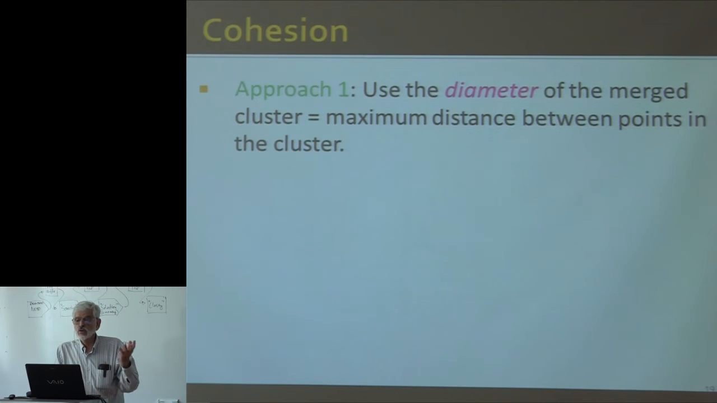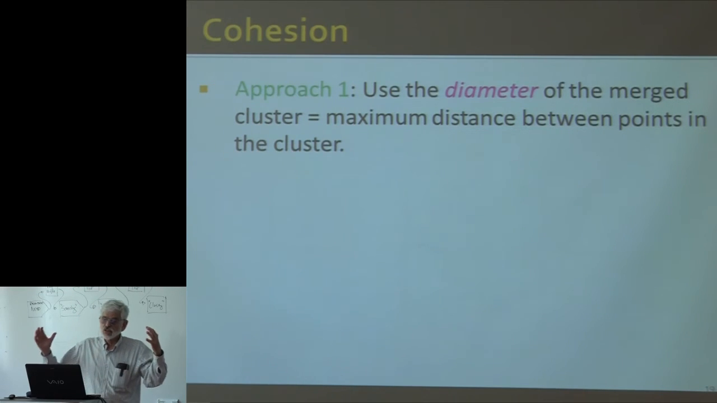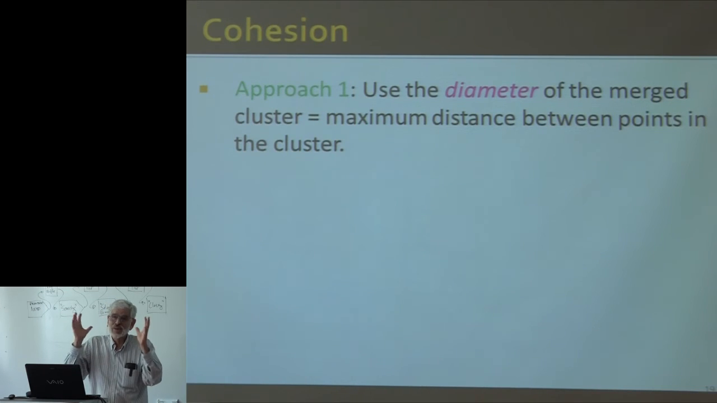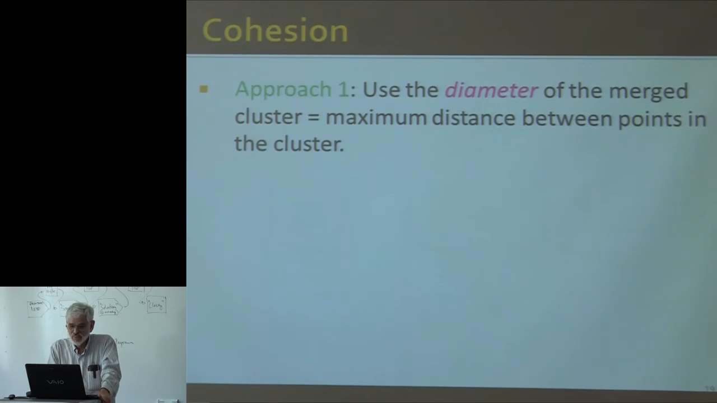So again, the definition of cohesion. One thing you might use is the diameter of the cluster, that is, the maximum distance between any 2 points in the cluster. If that's small, it suggests that these points are somehow occupying a small amount of space in a space that doesn't have locations. Technically it makes no sense, but intuitively it does.